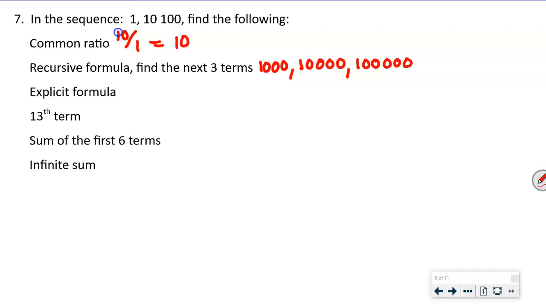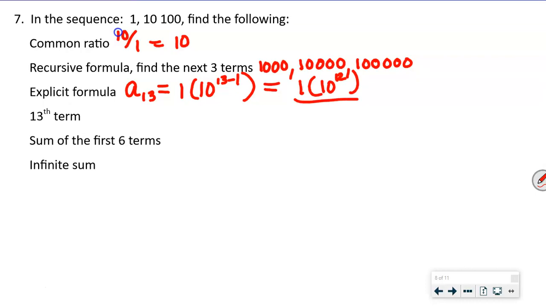Our explicit formula for the 13th term would be a sub 13. And again, this time I'm just going to put our 1 times 10, and we're going to do 13 minus 1. So this is going to be 1 times 10 to the 12th. This is what I'm looking for if I say the explicit formula. Now when I do that, our answer is going to be 1 trillion. So basically 1 with 12 zeros.